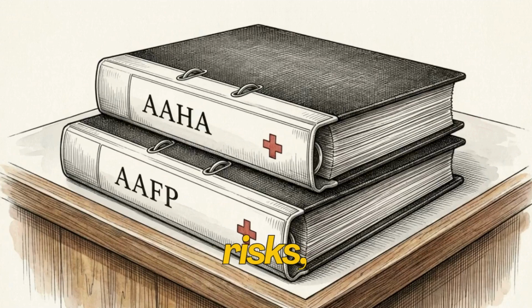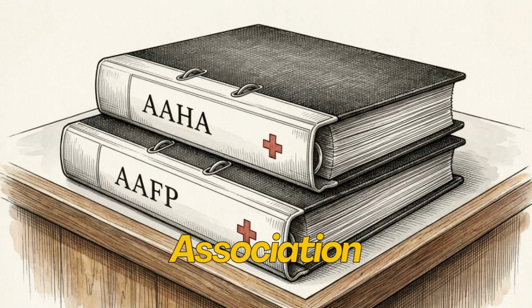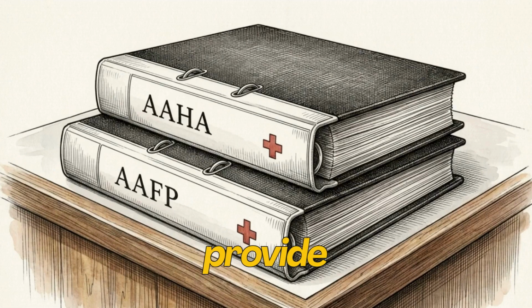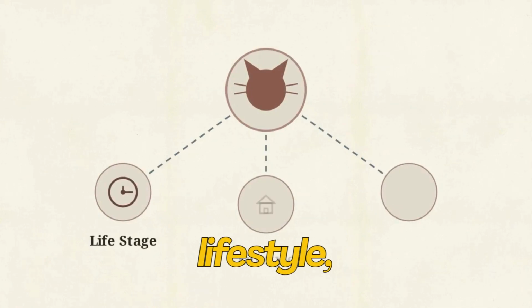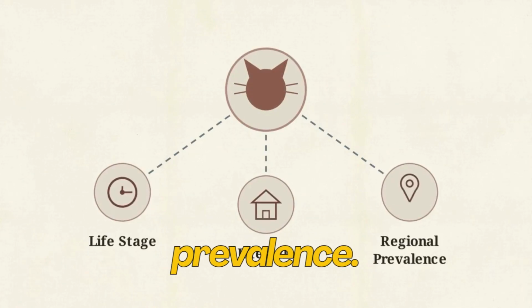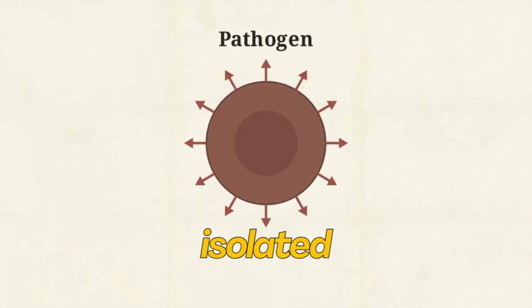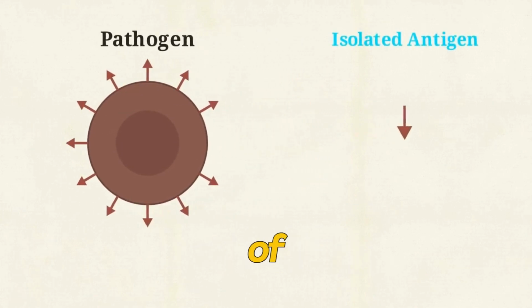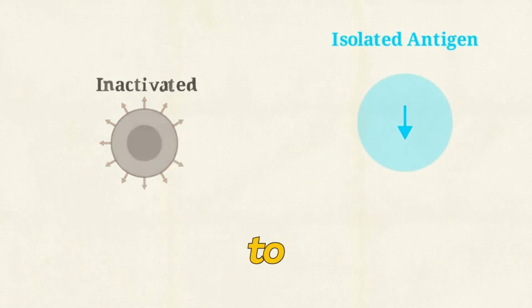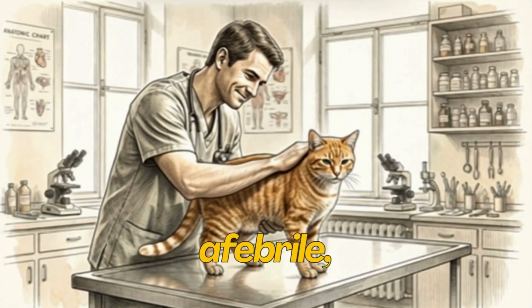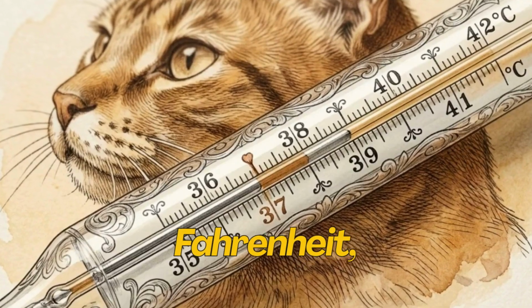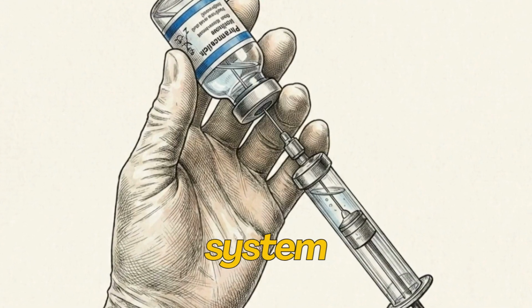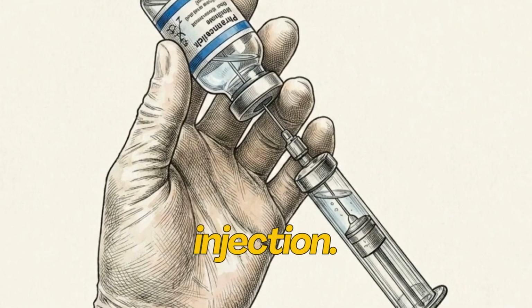To manage these risks, the American Animal Hospital Association and the American Association of Feline Practitioners provide protocols that categorize vaccines based on life stage, lifestyle, and regional disease prevalence. These protocols rely on introducing isolated antigens, parts of a virus that cannot cause disease. The cat must be healthy and afebrile, with a standard body temperature near 101 degrees Fahrenheit, to ensure the immune system can respond effectively to the injection.